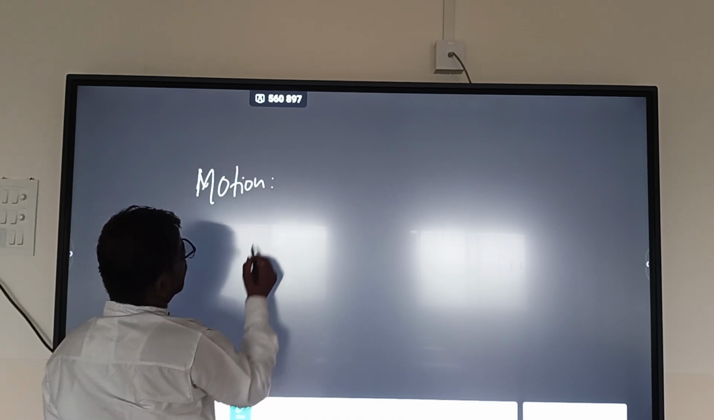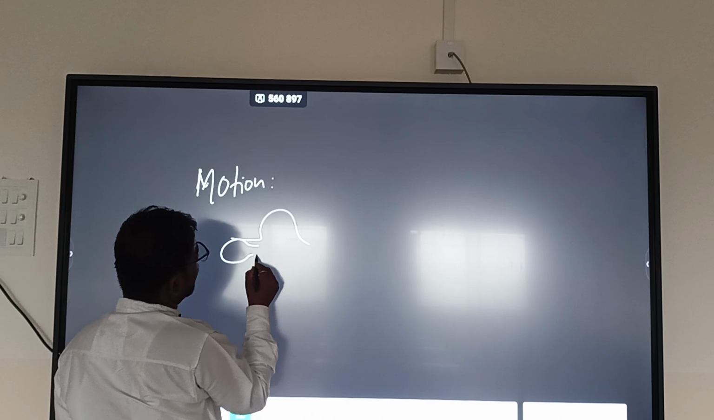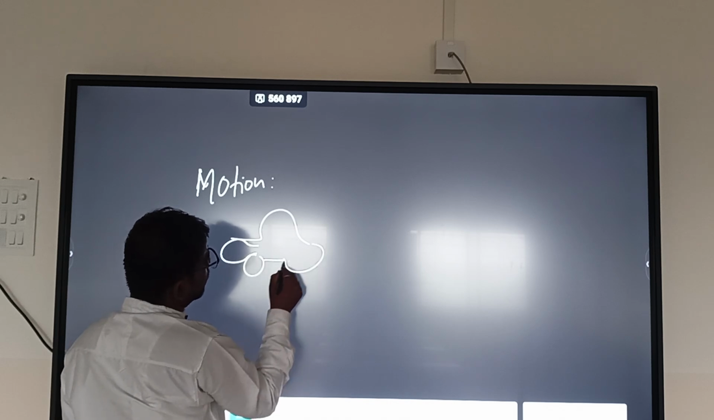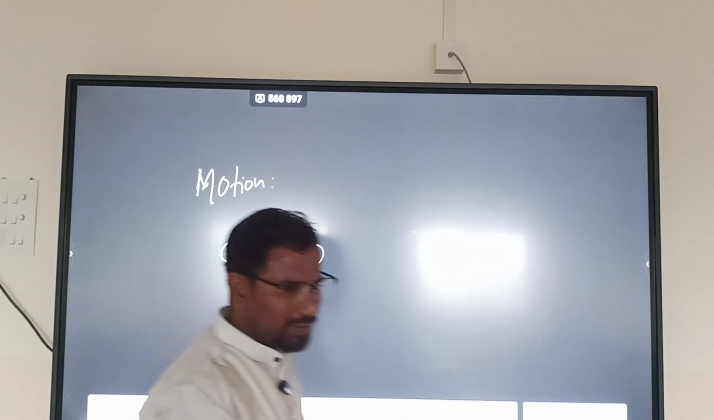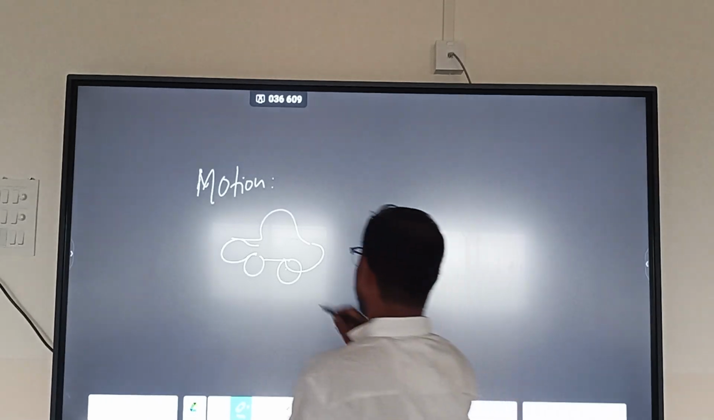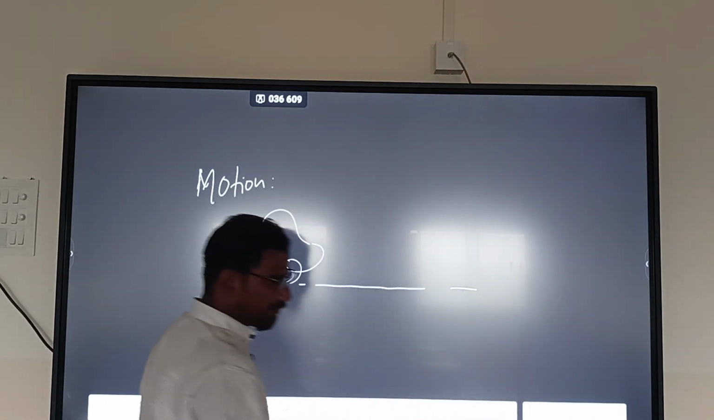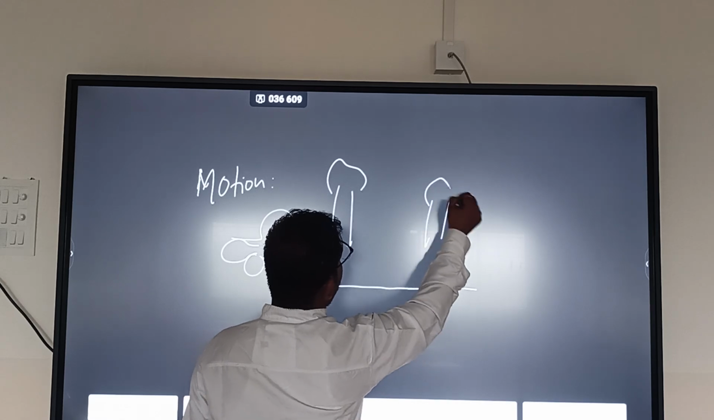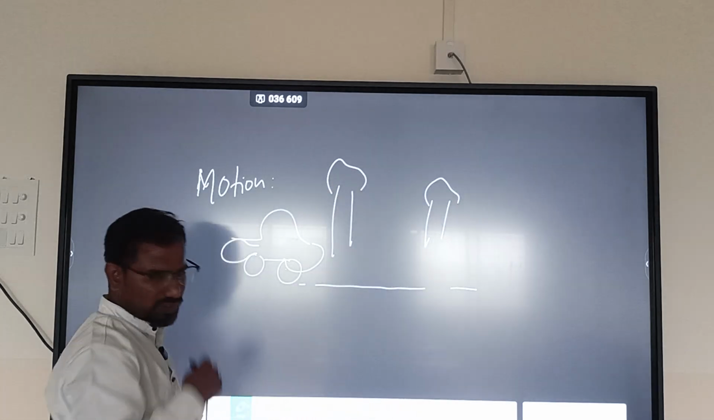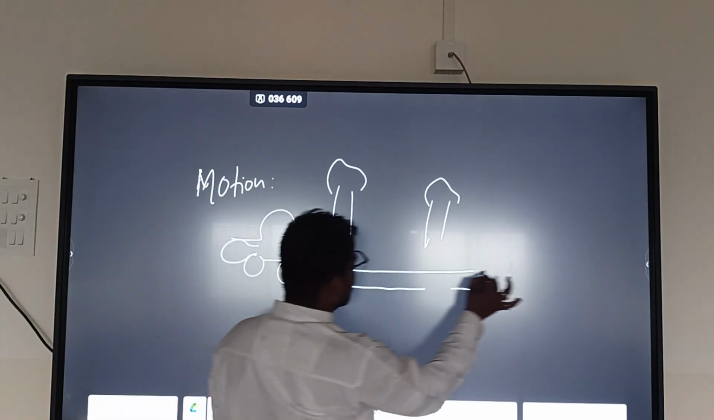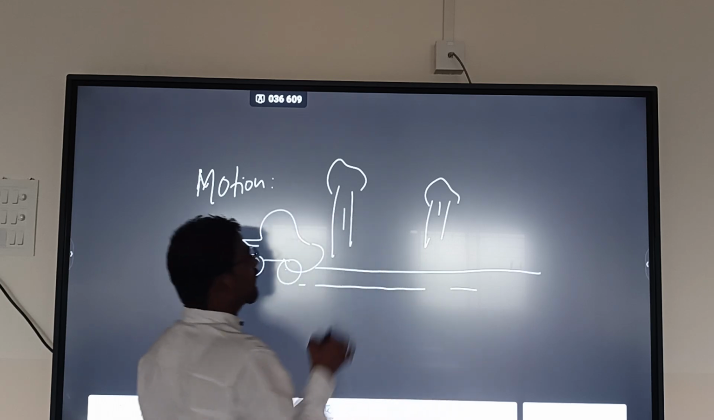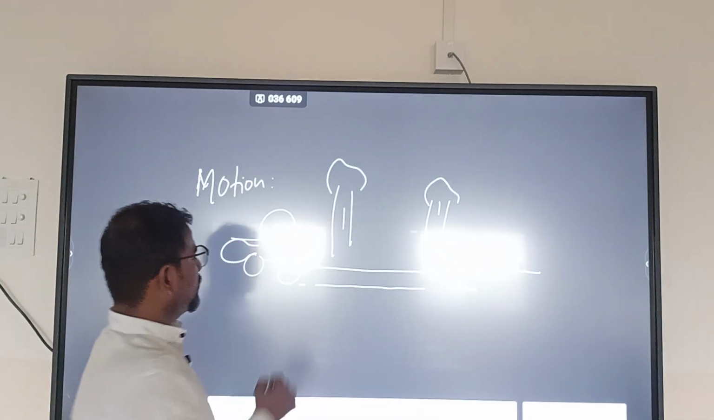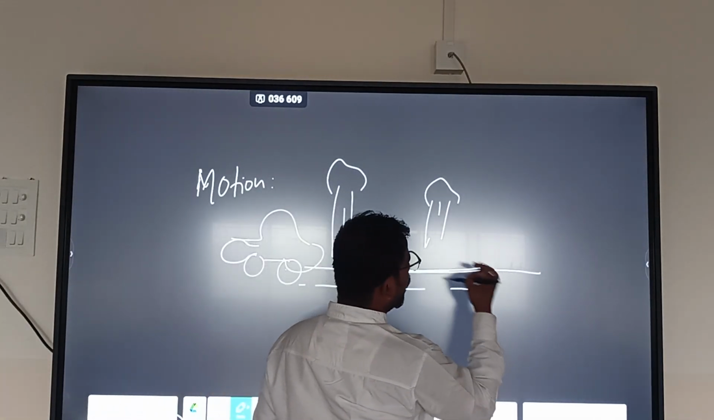Today we will study the topic called motion. Where will you see this? Your car, right? What happens when you sit in the car? There are certain trees around. This is what is called the surrounding. When the car is moving, these two trees are at rest and the car is moving.